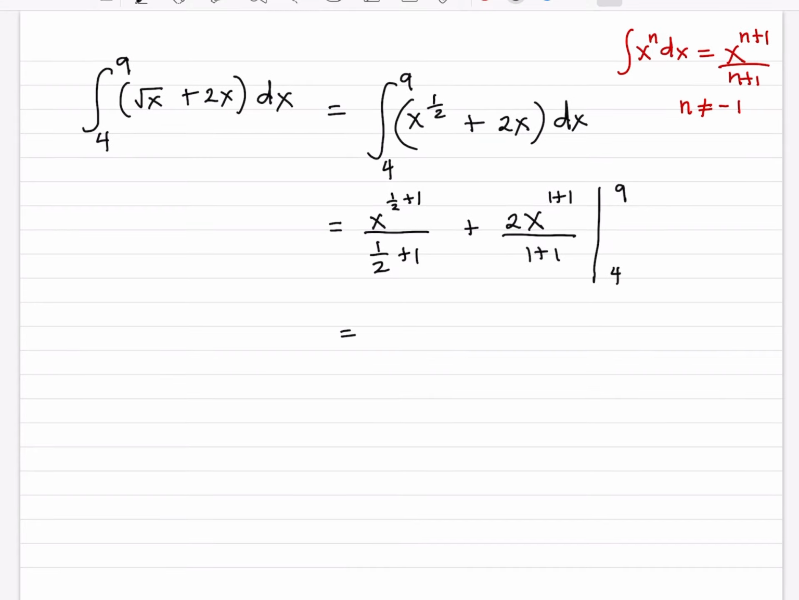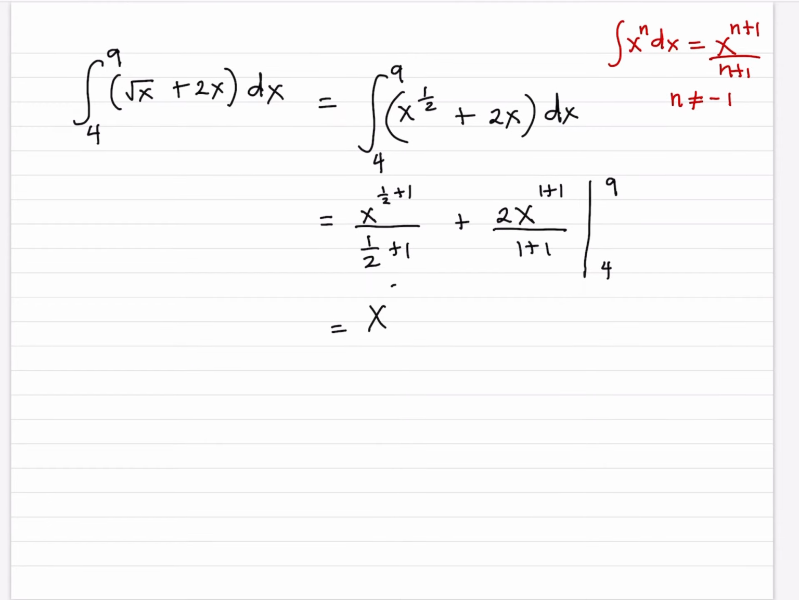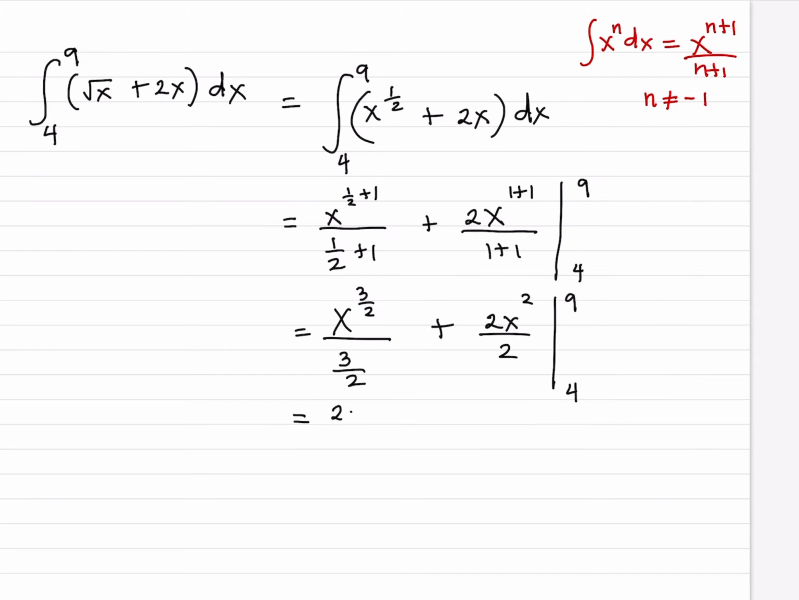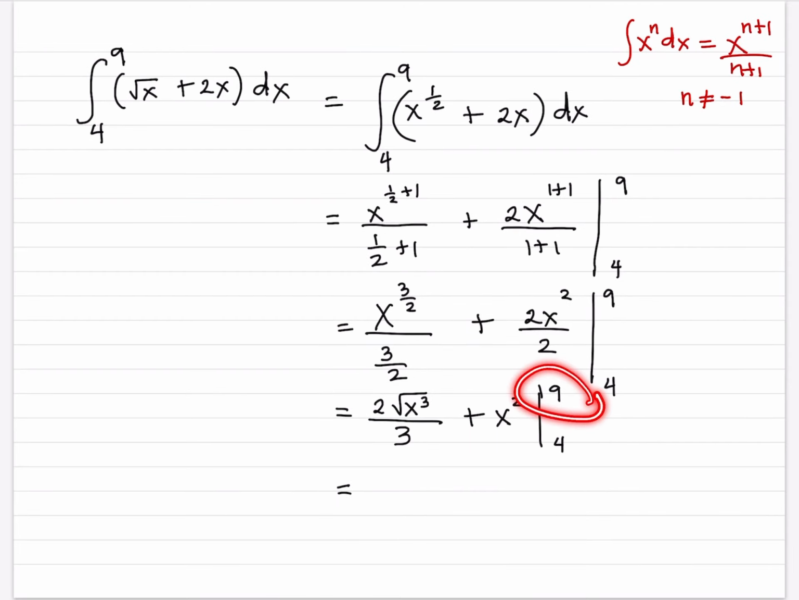So let's simplify this further. This is x raised to 3/2 all over 3/2, plus 2x raised to 2 over 2, evaluated from 4 to 9. Okay, simplifying this further, we can rewrite this into 2 square root of x cubed all over 3, plus, from here we can cancel out 2, giving plus x squared, evaluated from 4 to 9. So we're not done yet. We still have to evaluate. To evaluate, we simply substitute, using the upper limit first.